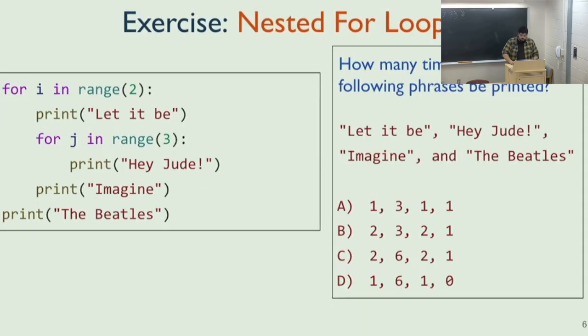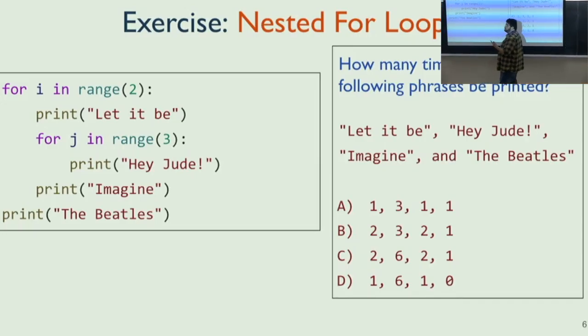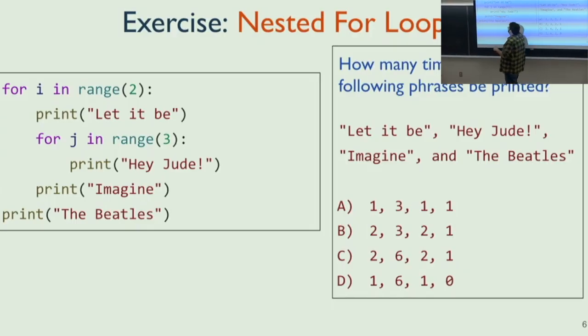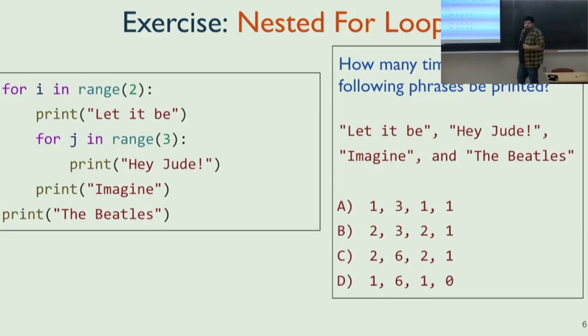Now, let's try this out. We have a for loop, for i in range of 2, and it prints out a string called let it be. Then we have a for loop with j in range of 3, and it prints out hey Jude. Then we print out imagine, and then finally we print out the Beatles. Okay. How many times will the following phrases be printed? Like how many times are we going to print out this string, then this string, then that string, and then that string? How many times each?